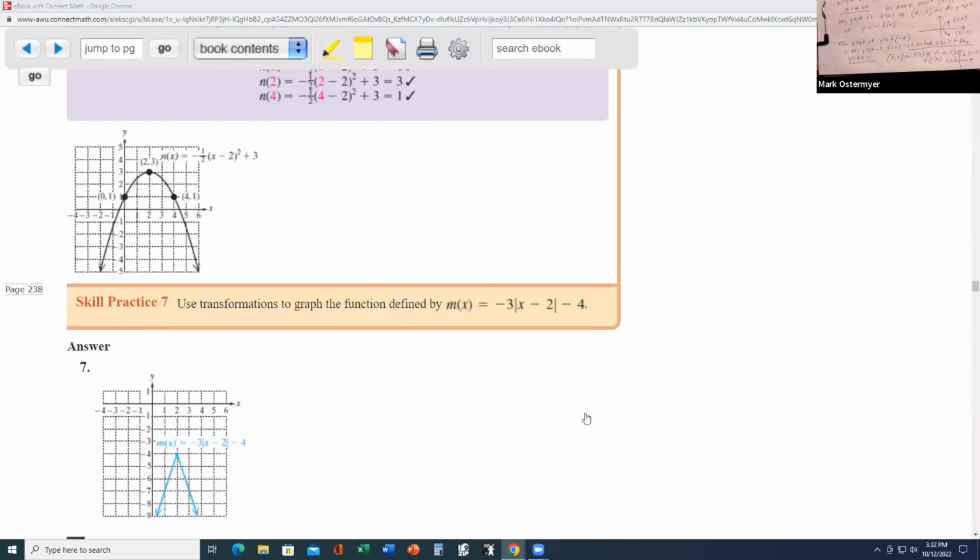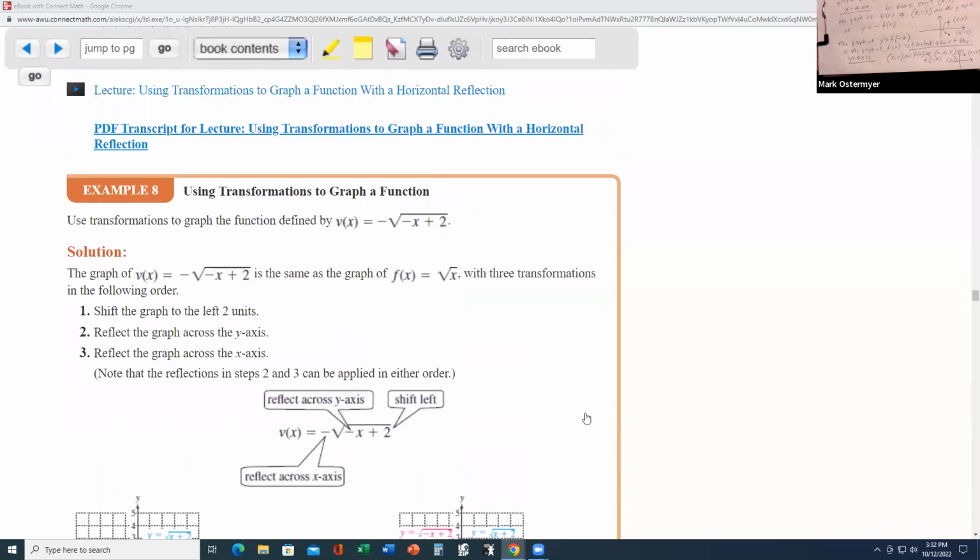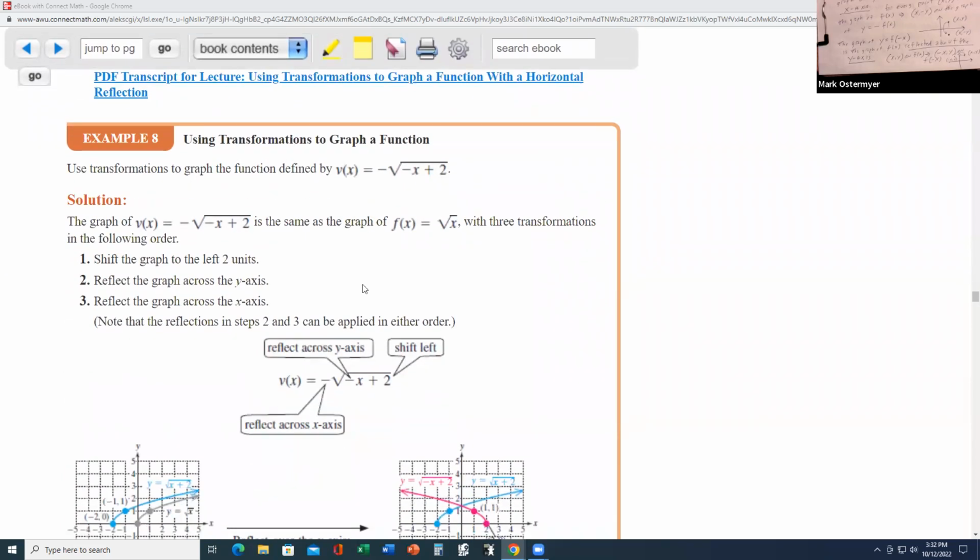Let's look at example 8 here. Notice, ladies and gentlemen, they have a square root or a radical function here. And what would be the basic parent function that spawned this complicated function? Well, it would be your basic square root function, f of x equals the square root of x. And then they built this basic parent function up into this complicated function we're looking at for v of x.